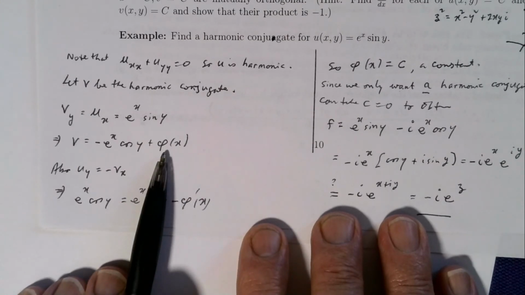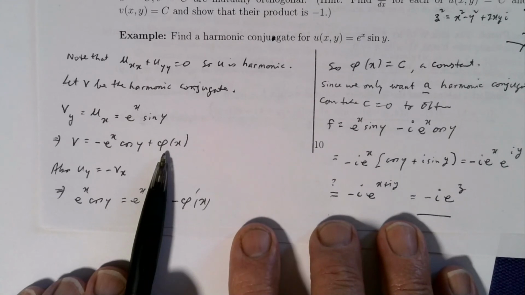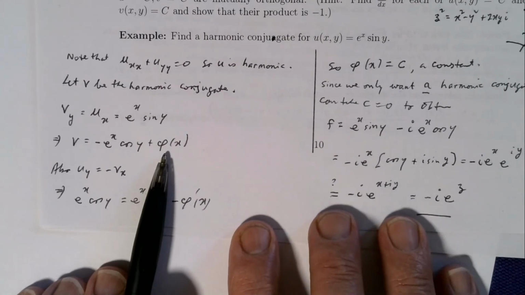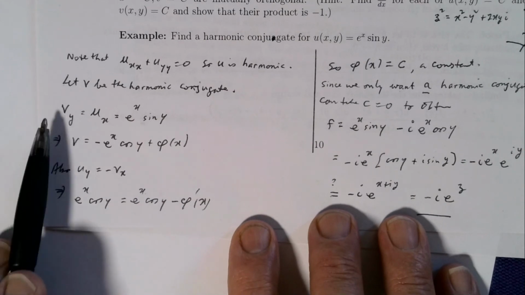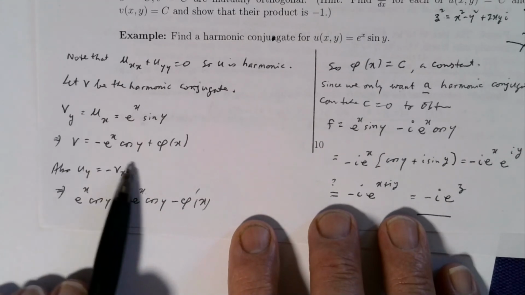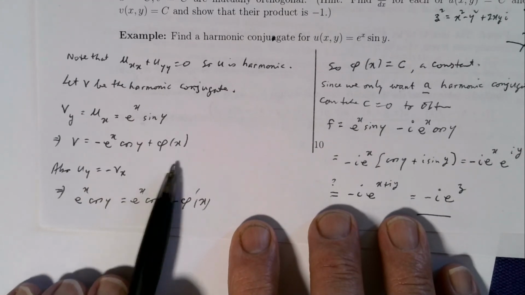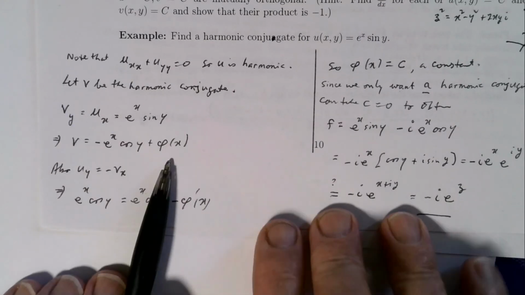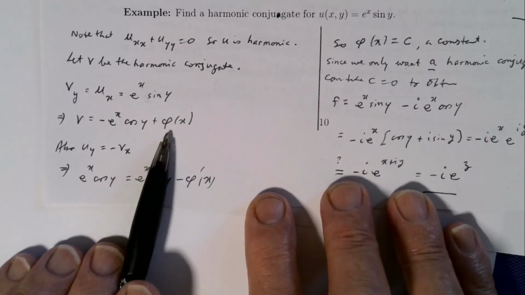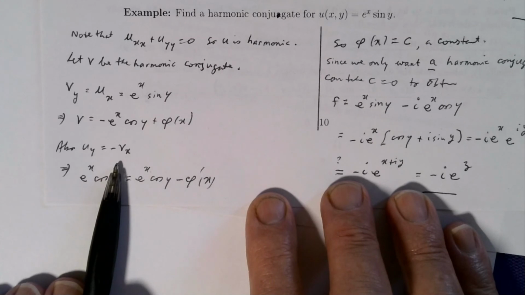Now, people do this in various ways. Some people do the same thing the other way. That is, they use the Cauchy-Riemann equations to get another expression for v, and they compare and contrast. I just like to plug it straight into the second Cauchy-Riemann equation.